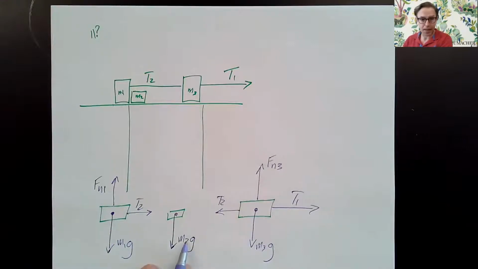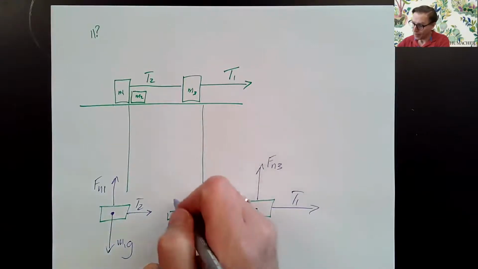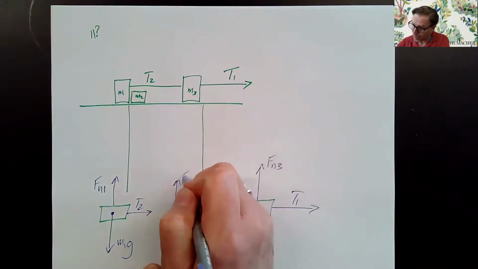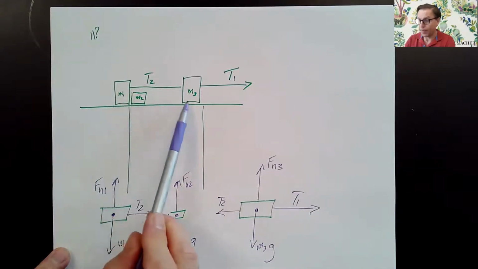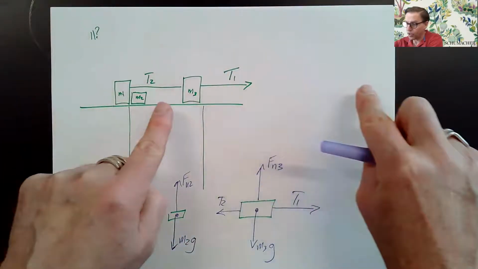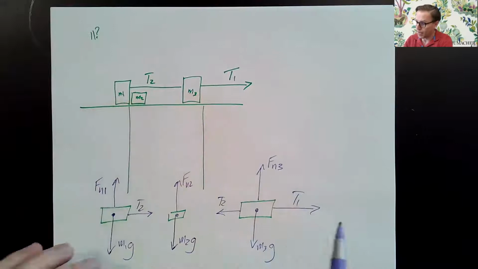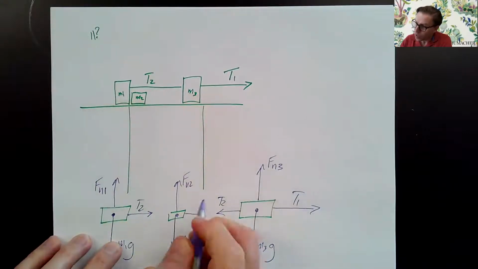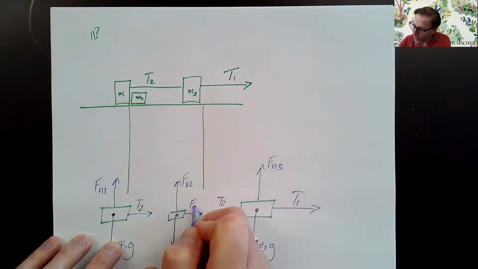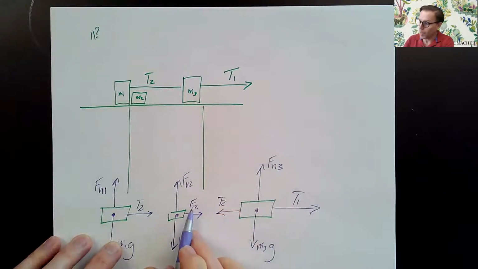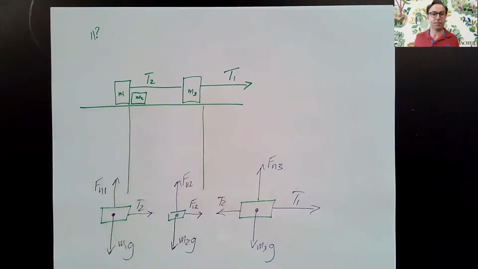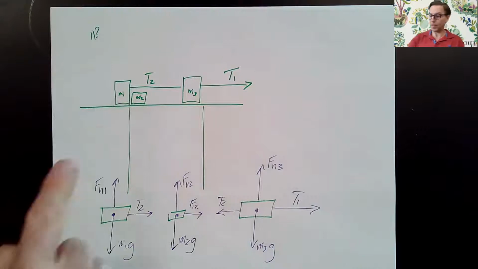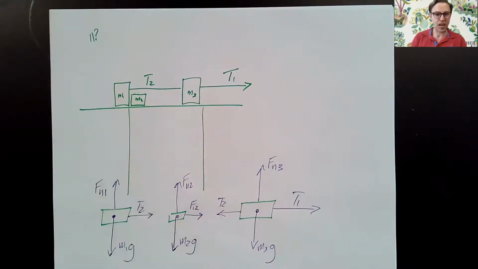Let's go to this block. Earth pulls this block down. The table pushes this block up. I'm going to call that Fn2. And then do you see that this block pushes this block to the right? That's how that happens. If I pull here, everybody moves to the right, and this block pushes this block to the right. So I'm going to call that F12. Block 1 pushes block 2 to the right. Does that make sense? That this block pushes this block to the right? I hope it does.